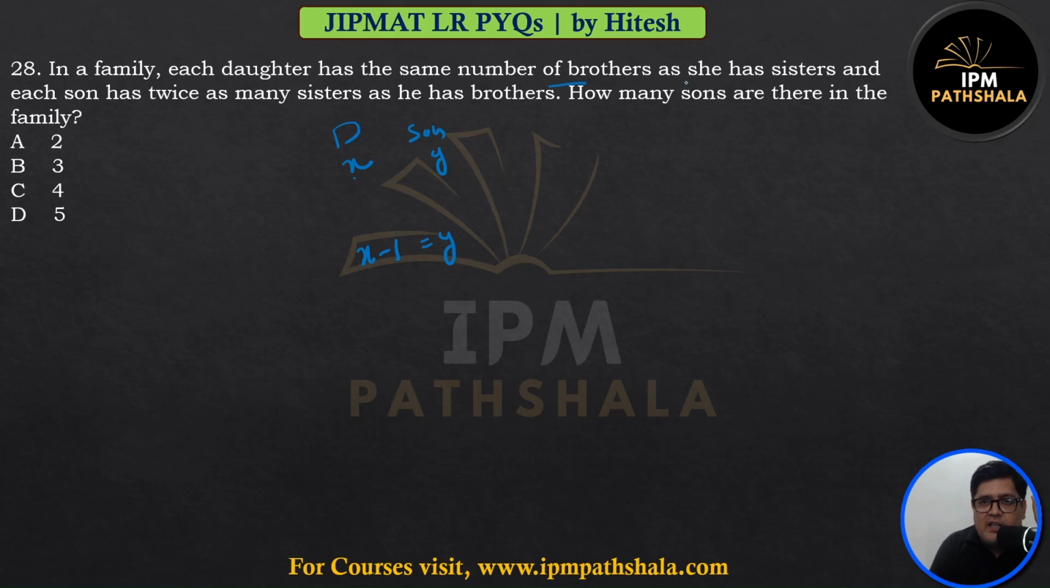The number of brothers and number of sisters is the same for a girl. That girl cannot be her own sister, so her sisters are X minus 1. Her brothers are Y. They are both equal.